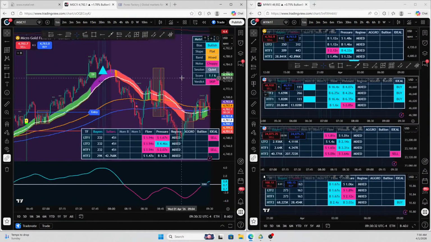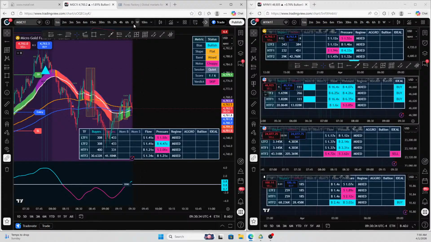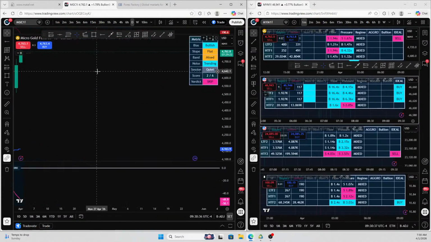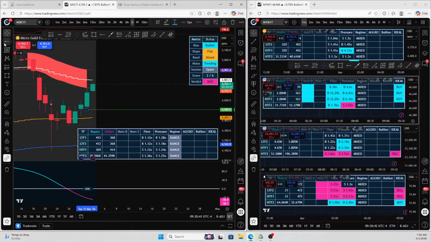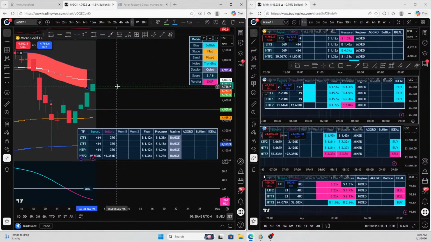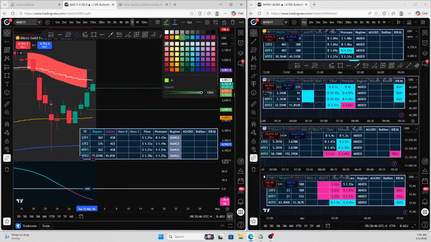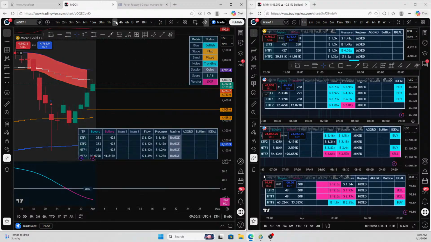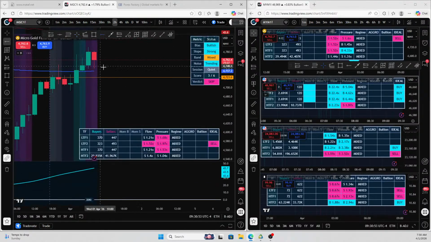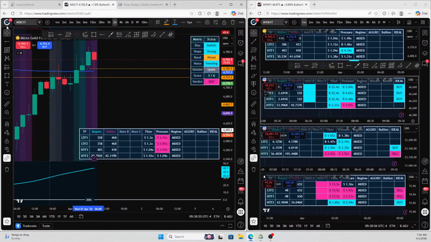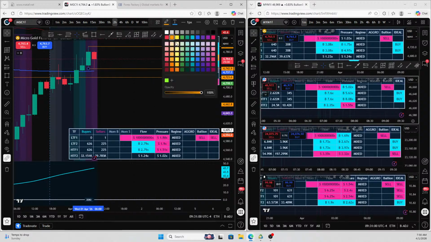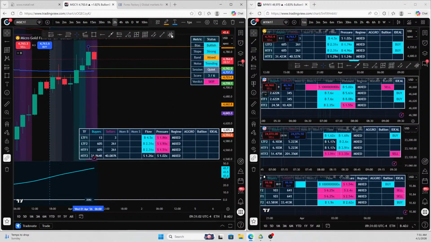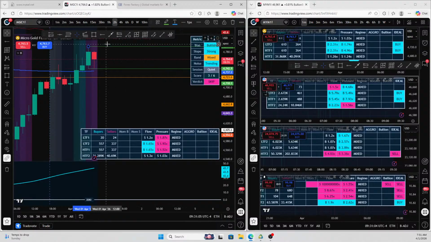Okay, so that's one. Next, we want to mark out our previous day high and low right here. Price is trading above as well, so we're looking for bullishness in the market. We're marking out our previous high and low, and that is bullish as well. Everything is pointing towards bullishness.